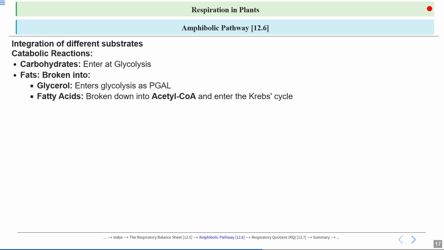If we talk about fats, they are first broken into glycerol and fatty acids. Glycerol enters glycolysis as phosphoglyceraldehyde, whereas fatty acids are first broken down into acetyl coenzyme A, and then they enter the Krebs cycle.